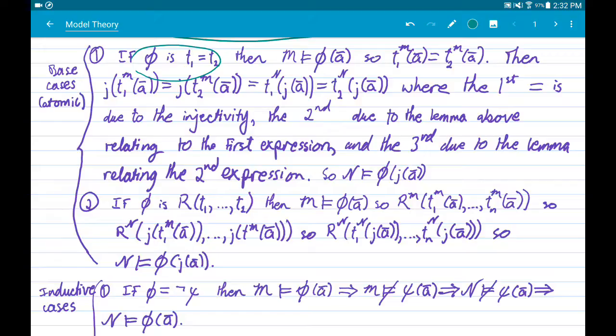Recall that that's our set of assumptions, and what we are trying to get to is the claim that the structure N also satisfies phi with argument, the mapping of a bar due to the isomorphism. J is again the isomorphism in this proof. So we assume that phi in this case is an equation of two terms, and that the structure M satisfies phi with arguments a bar.